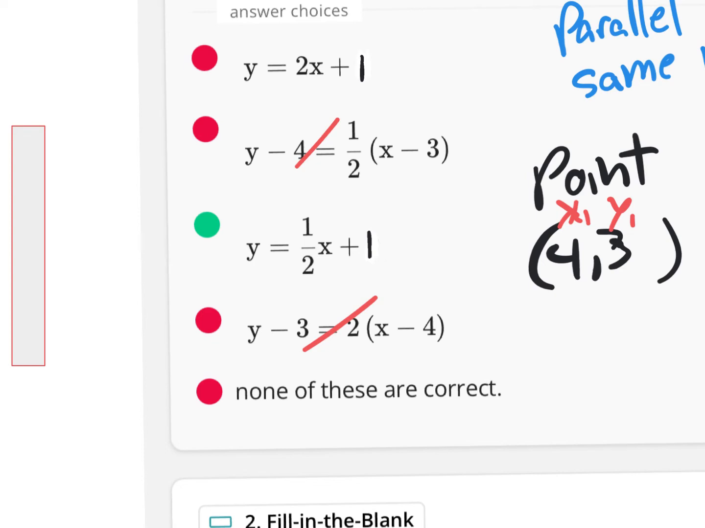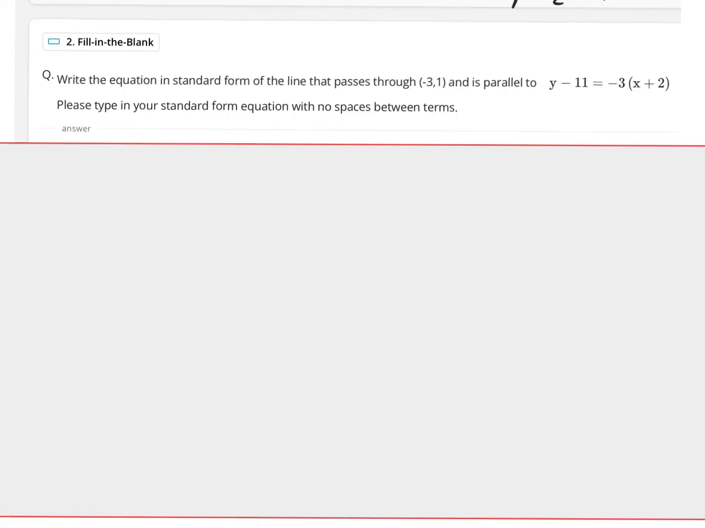Let's move on. On this question, it's asking us to write the equation in standard form. You know what? Don't even worry about standard form right now. Let's see what information they give us, and then we'll see what form it's easiest to plug into, and then we'll worry about writing the final form in standard form. Okay, so what do they give us? Let's begin with that. They tell us that it passes through a point and is parallel to.